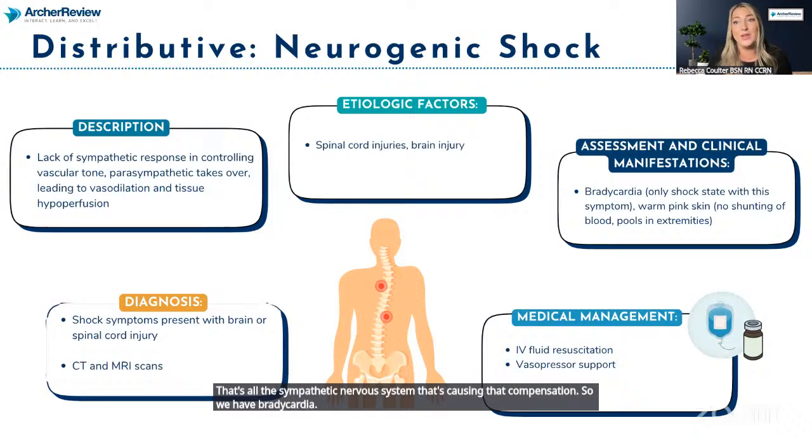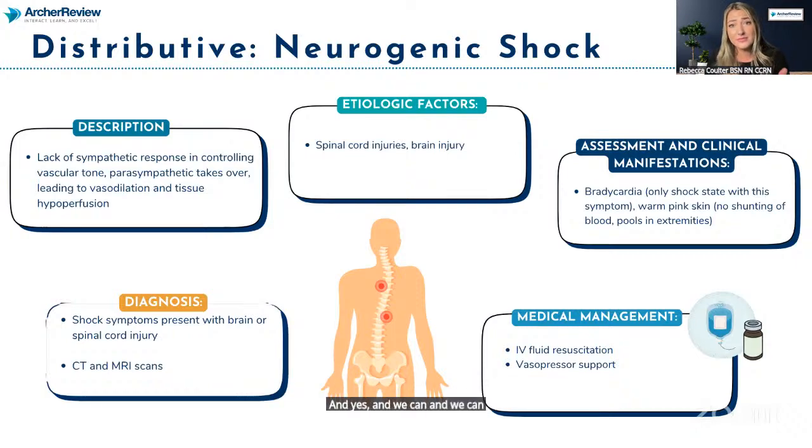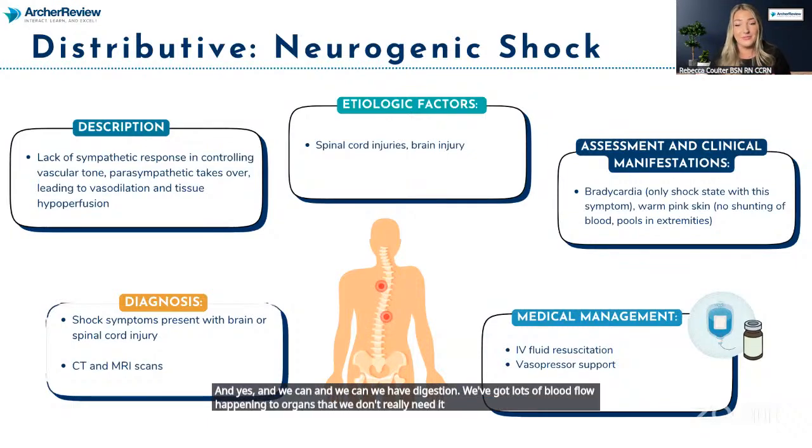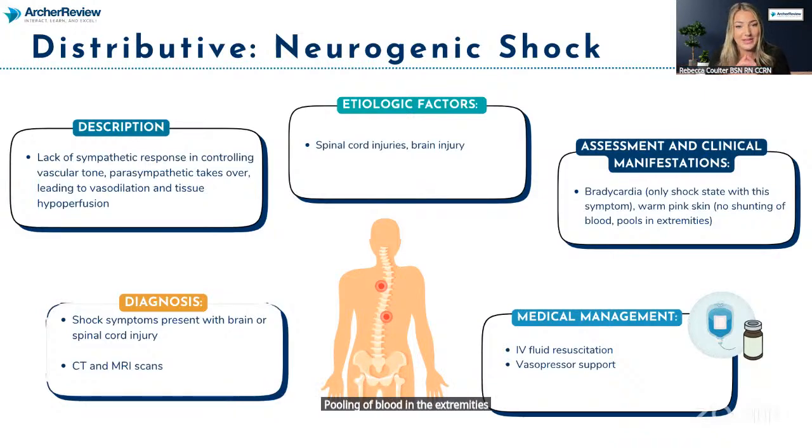And yes, we have digestion. We've got lots of blood flow happening to organs that we don't really need that blood flow at. Warm pink skin, because normally we're pulling blood away from our extremities and sending it to those vital organs. We're not doing that when we're in parasympathetic control. So we've got pooling of blood in the extremities instead of shunting away from the extremities.